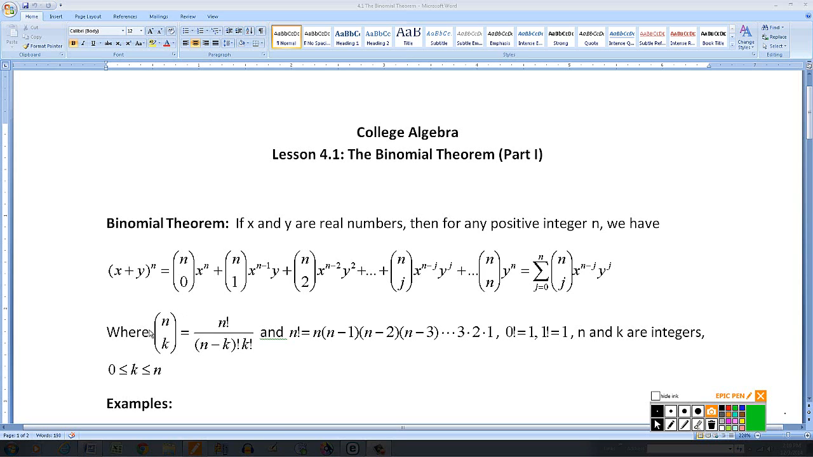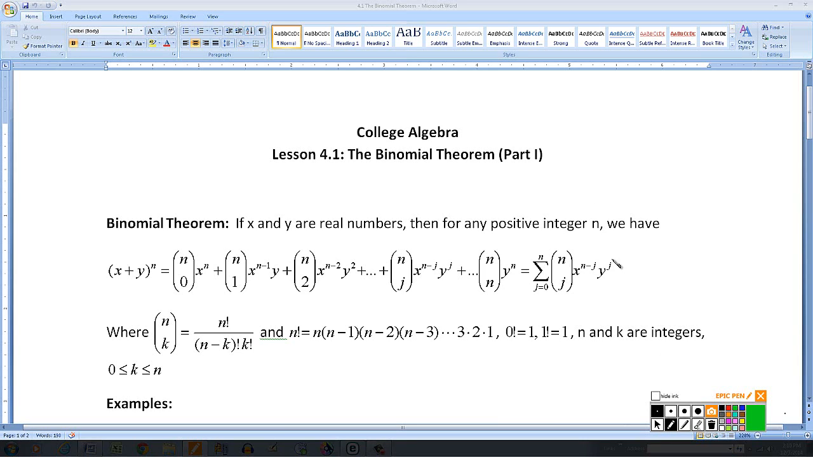Now I'm also defining this notation that I have here, n over 0, n over 1. The general formula n over k is given by n factorial over n minus k factorial times k factorial. Again, this exclamation is read as a factorial. And here we have the definition for n factorial. It's n times n minus 1 times n minus 2 times n minus 3 and so forth, all the way down to 1. So basically n factorial is just the product of consecutive integers from 1 to whatever n is. 0 factorial by definition is 1. 1 factorial is 1.